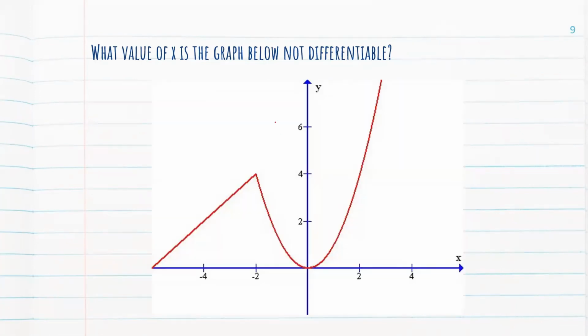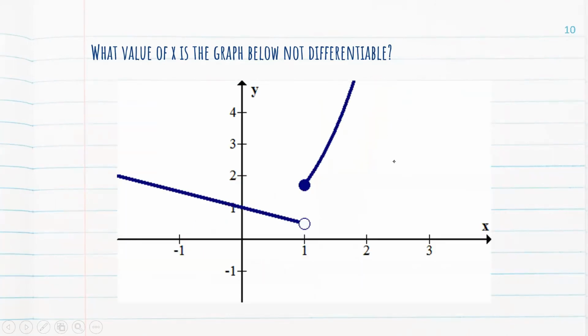Which value of x is the graph below not differentiable? That's still very obvious. In the graph, we encountered a sharp corner at x equals -2. So at x equals -2, the function is not differentiable.